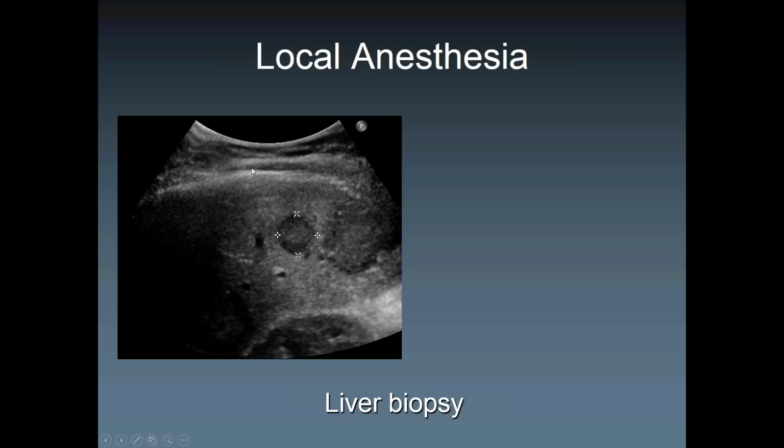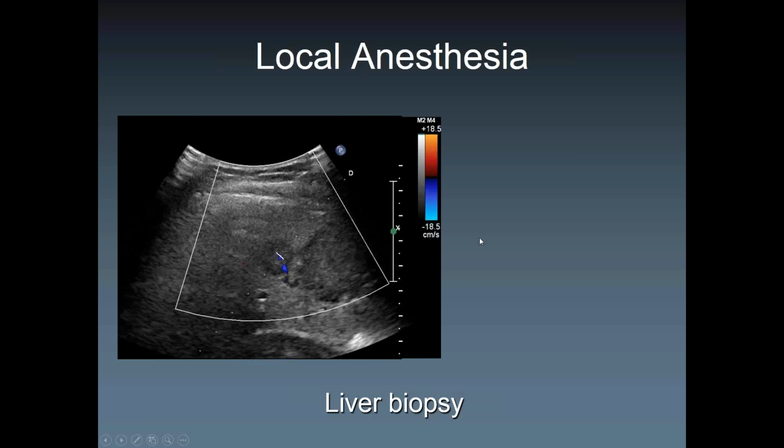And this echogenic line here is the interface between the peritoneum and the liver. And with color, you first make sure there's no major blood vessels in your way. And this dotted line here should represent the biopsy trajectory. And you're gonna make sure particularly that the gastrics are not there.